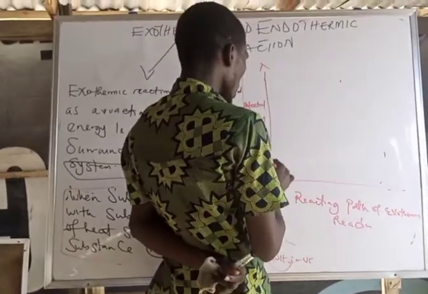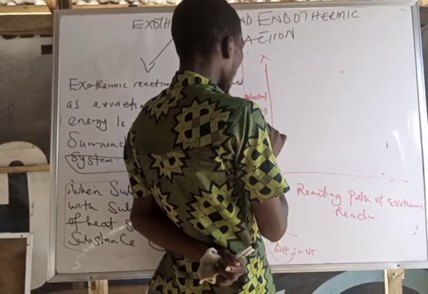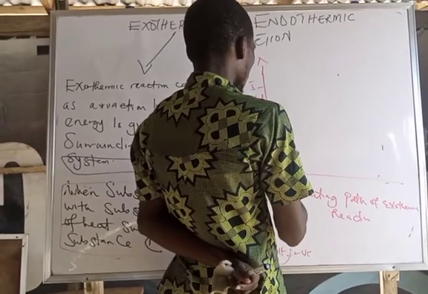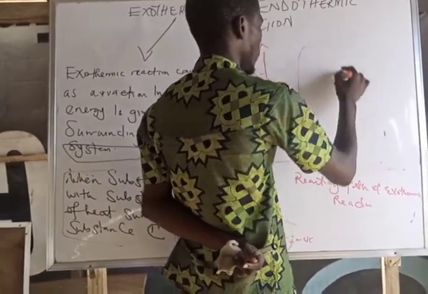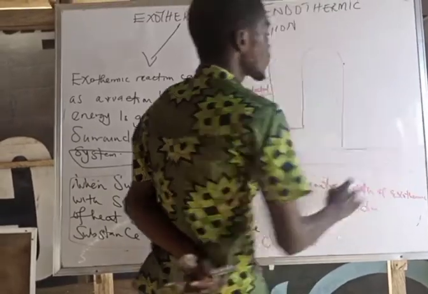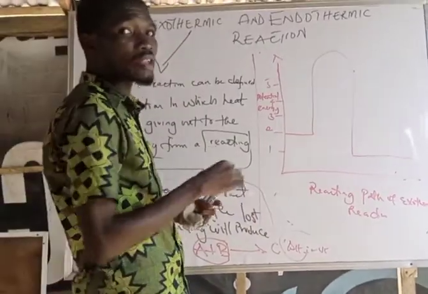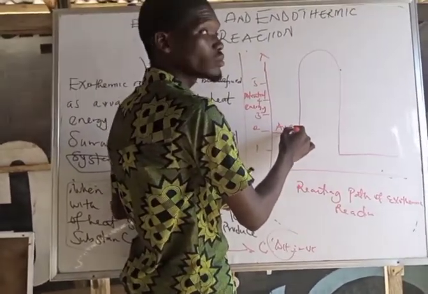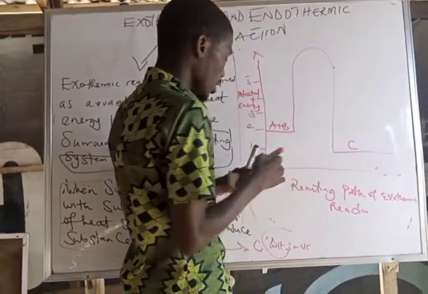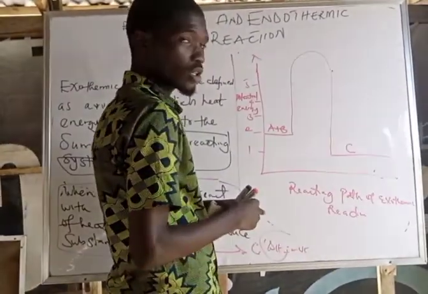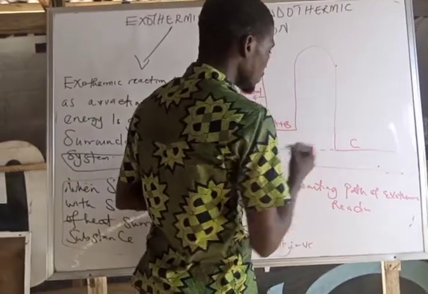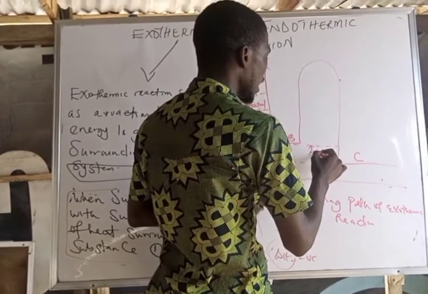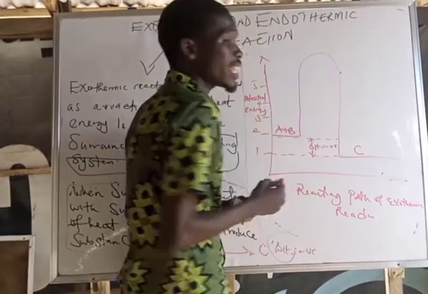So now let's show how it goes. We have 1 here, we have 2, 3, 4, 5. So now, looking at what you have on the board about exothermic reaction, the energy of the reactant, which is A plus B, is greater than the energy of the product, which is C. So I can say I have this, I also have this. So here we have the change in heat to be negative.